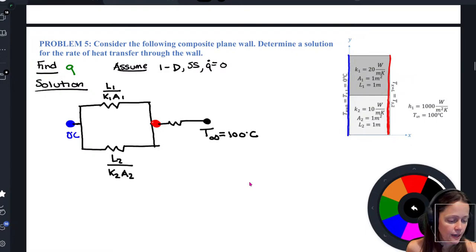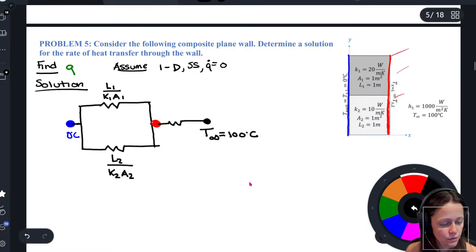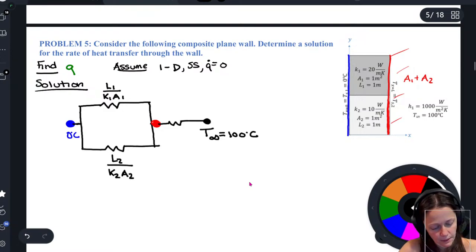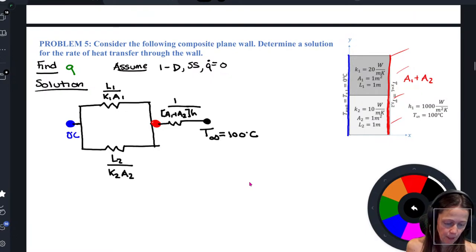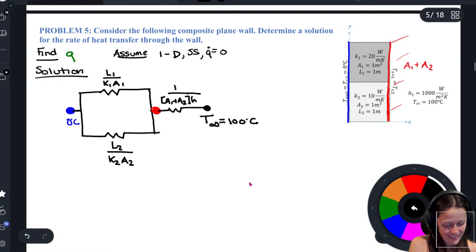So it's 1 over hA. But the area through which we've got heat transfer going is going to be A1 plus A2, so 2 meters squared. But I'll write this down here just in terms of A1 and A2. So this is A1 plus A2 times that convective heat transfer coefficient. I guess I don't know why I put h1 in my diagram. It's just h because there's no other h to keep track of. So, all right.